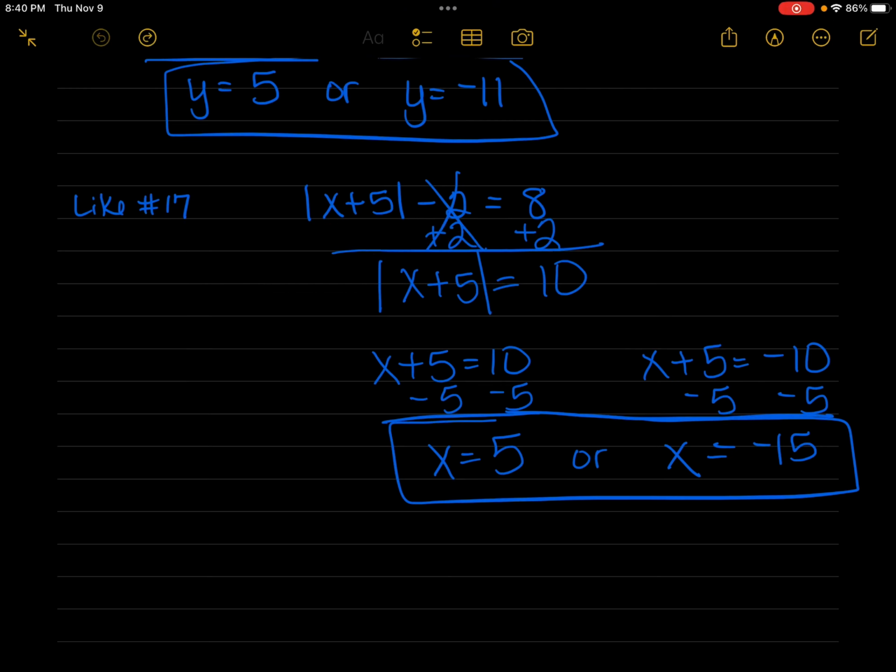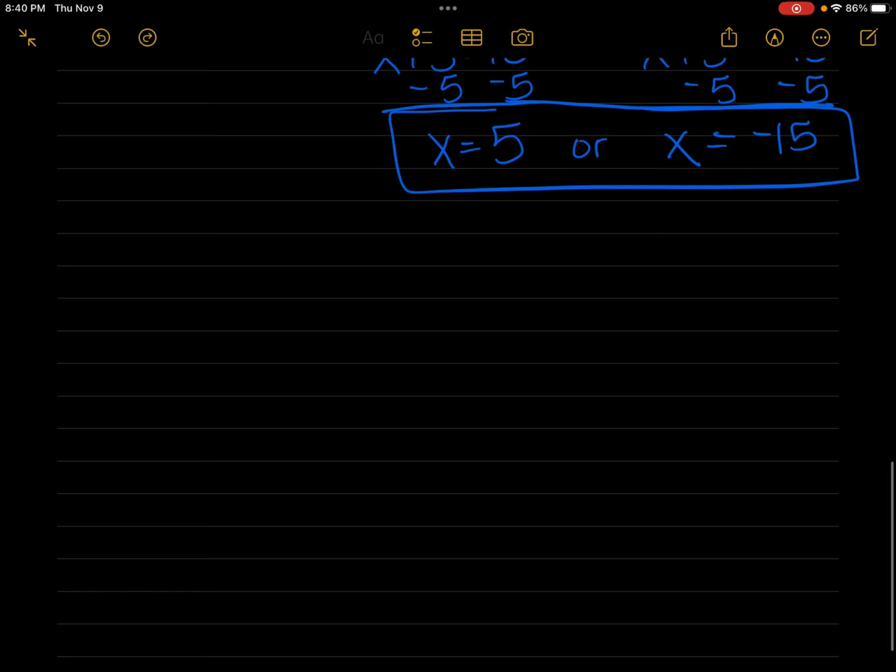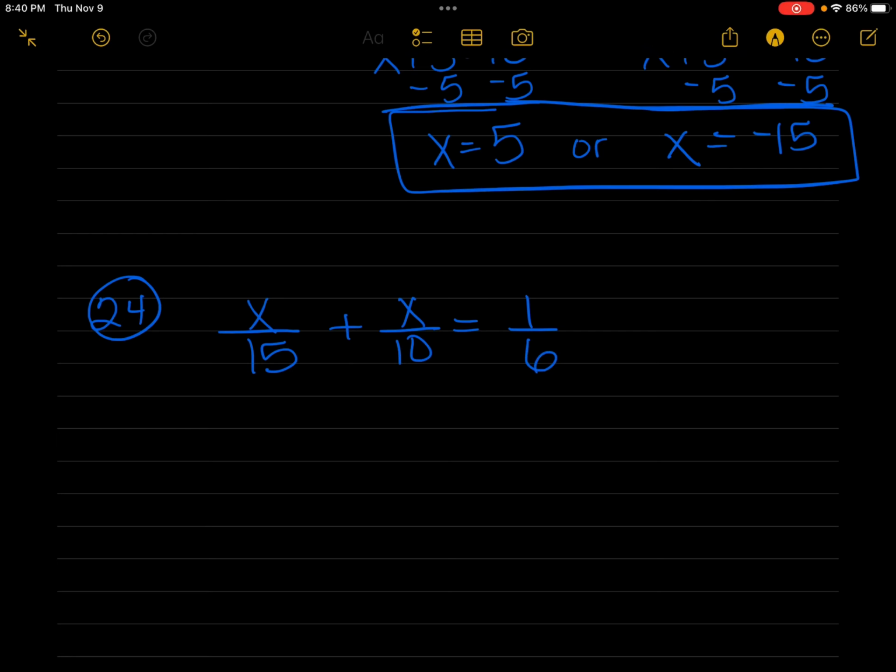I don't know what just happened there. Okay. Now let's go on to 22, 23, and 25. This is clearing fractions. So let's do number 24. On number 24, you have x divided by 15 plus x divided by 10 equals 1/6. Okay, so the first thing you do when you want to clear out fractions is look for a common denominator, or the least common multiple of 15, 10, and 6.